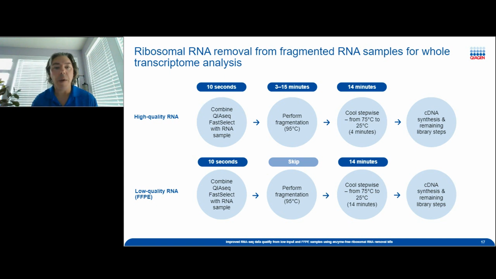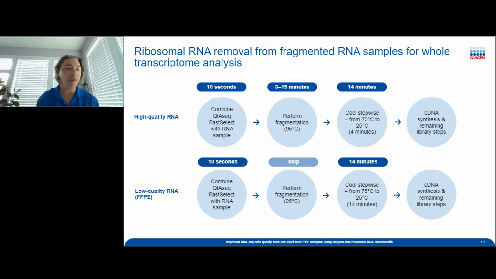We go through and perform the fragmentation, which is 95 degrees, typically for 3 to 15 minutes, based on the input amounts and how small you want your fragments. Then we do a stepwise cool down from about 75 degrees down to 25 degrees. This takes about 14 minutes. And then lastly, we take that treated sample and do our cDNA synthesis and the remaining library preparation steps.